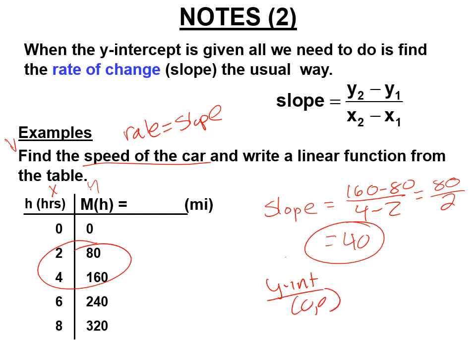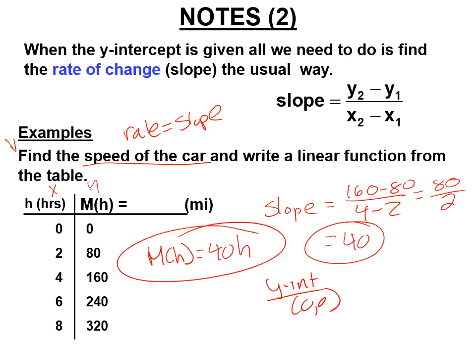Now we're going to write an equation. We're going to use m of h. Since I put m of h there, I'm going to use function notation. M of h equals 40h. It's 40h plus 0, but we're just going to drop that. And you did that in 7th grade, except without the function notation.